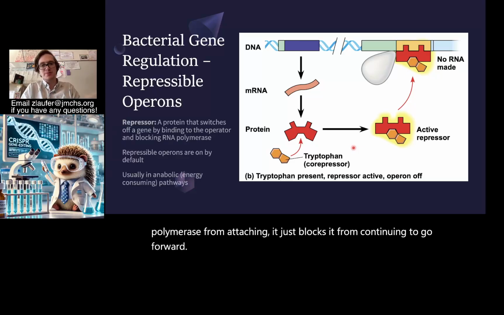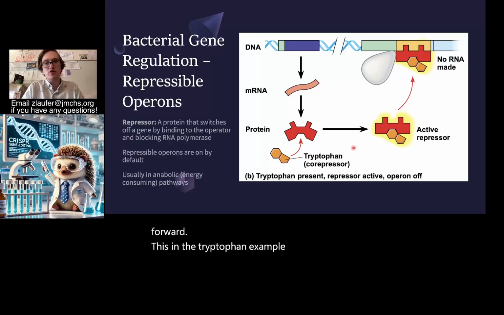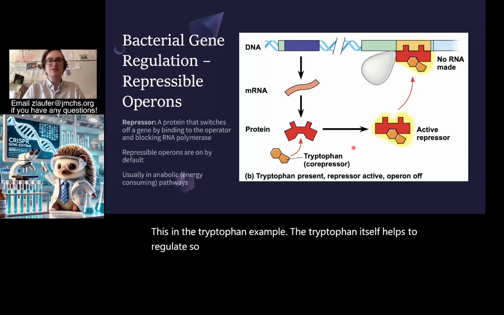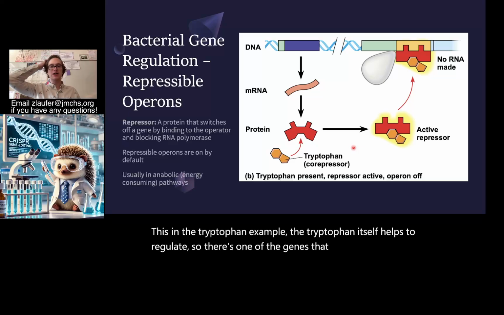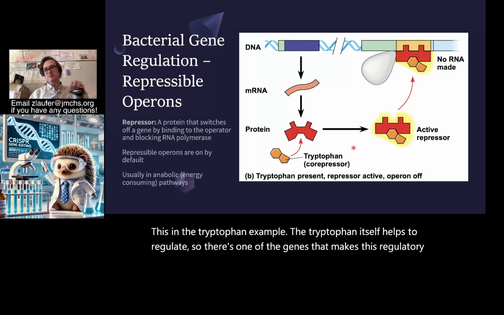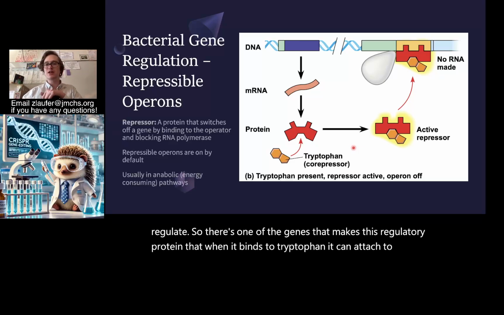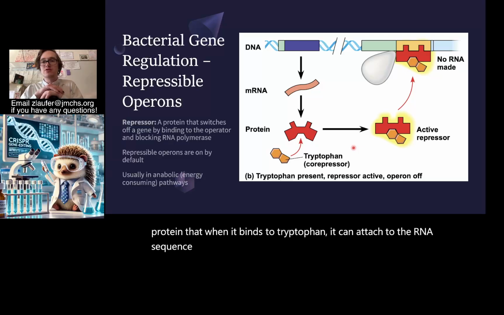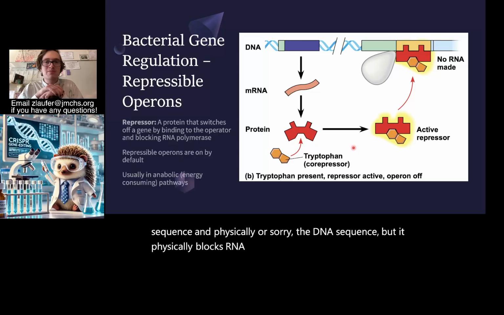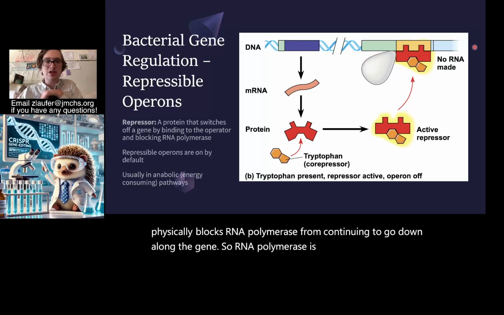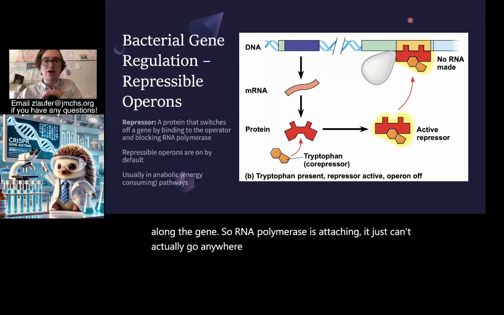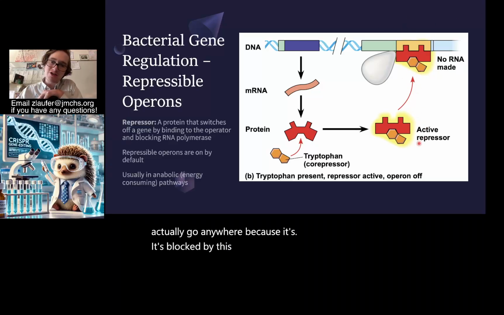In the tryptophan example, the tryptophan itself helps to regulate. So there's one of the genes that makes this regulatory protein that, when it binds to tryptophan, it can attach to the DNA sequence, and it physically blocks RNA polymerase from continuing to go down along the gene. So RNA polymerase is attaching, it just can't actually go anywhere because it's blocked by this repressor. The repressor is only active when tryptophan's there.